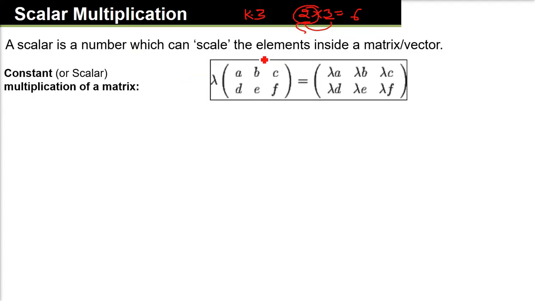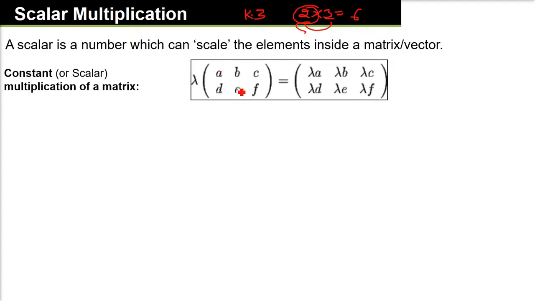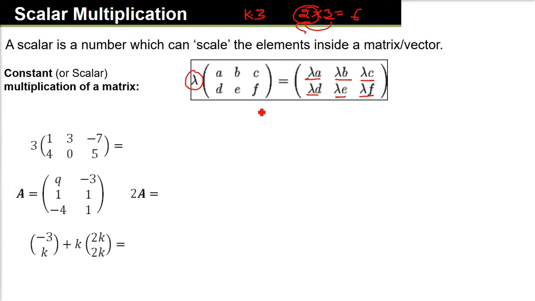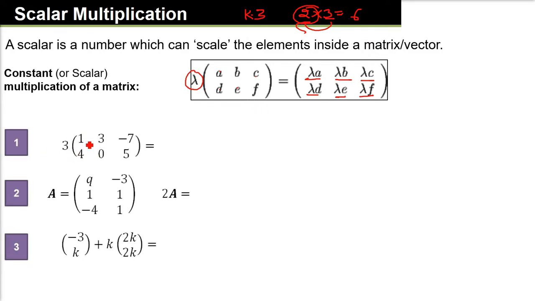Scale means it will increase, minimize or decrease. So constant or scalar multiplication of a matrix is simply a number, any number, less than 1 or more than 1, multiplied by the matrix. All the elements of the matrix will be multiplied by this scalar number k, that is lambda multiplied to each and every element. Let us take an example. If we have to multiply this matrix with a scalar 3, what will be the result? 3 into 1 is 3. 3, 4 is 12. 3, 3 is 9. 3, 0 is 0. 7, 3 is 21. 5, 3 is 15. So this is the constant or scalar multiplication.